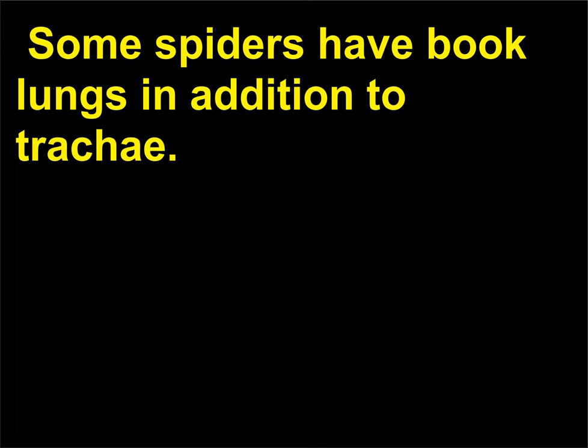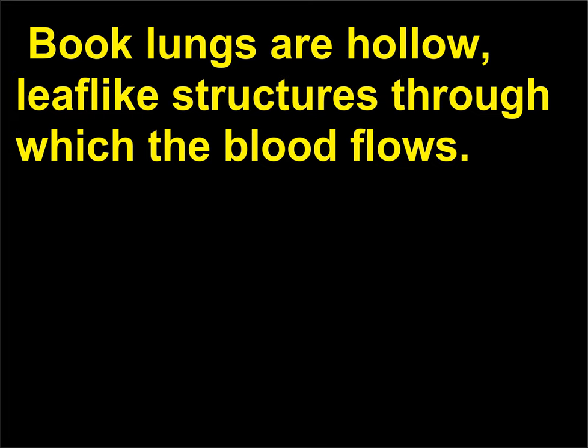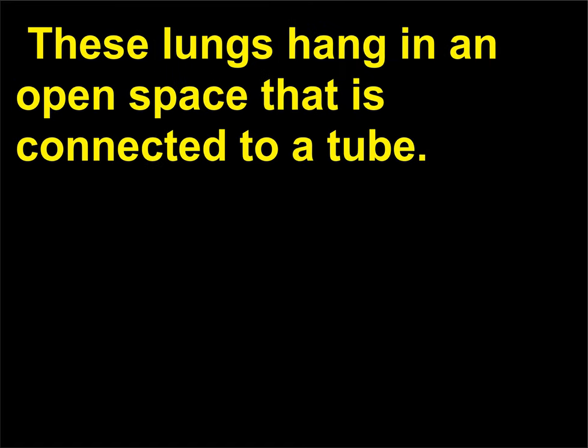Some spiders have book lungs in addition to tracheae. Book lungs are hollow, leaf-like structures through which the blood flows. These lungs hang in an open space that is connected to a tube. The other side of the tube is in open contact with the air.